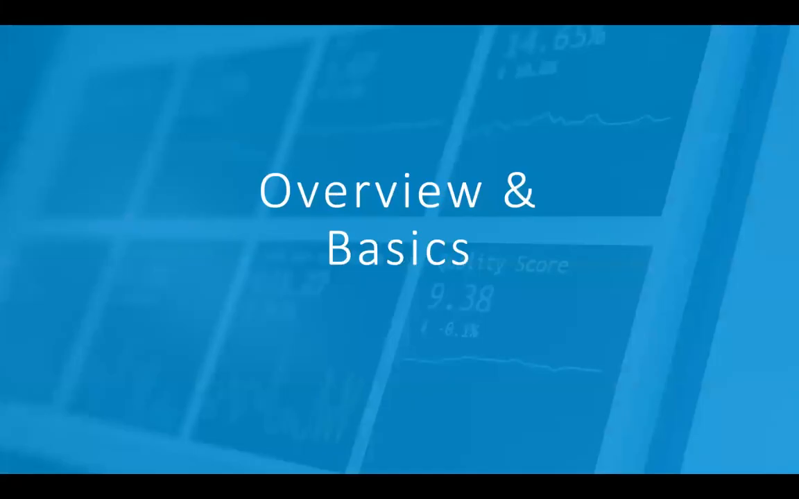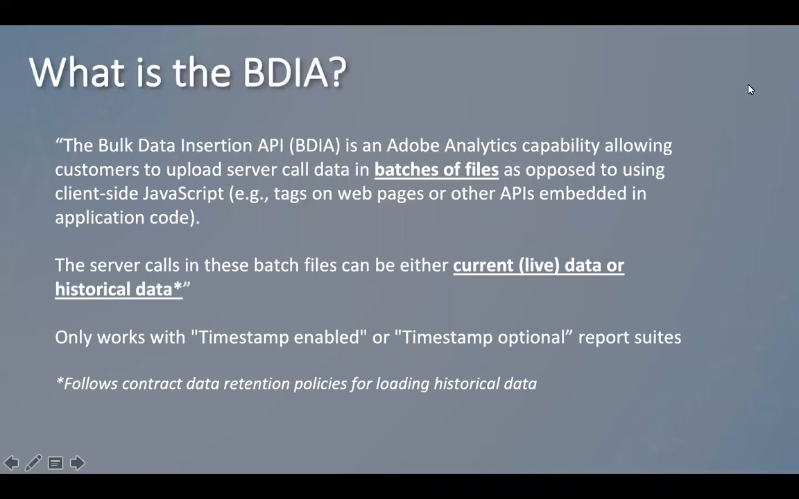So just to cover off on the basics quick. The bulk data insertion API is an Adobe Analytics capability, allowing customers to upload server call data in batches of files, as opposed to using client-side JavaScript or other methodologies for getting data into Adobe Analytics. The server calls in these batch files can be either current live data or historical data.